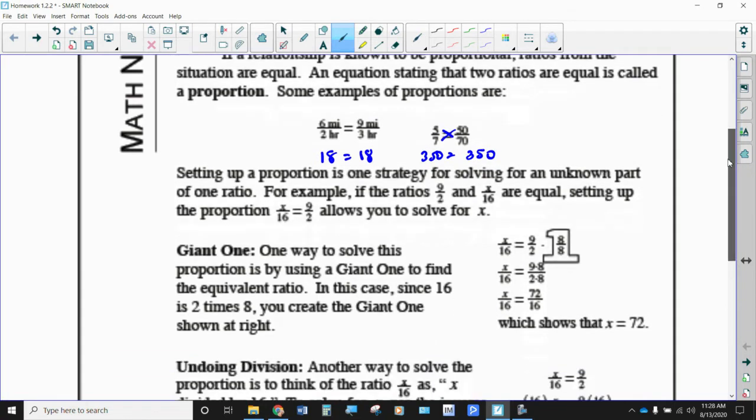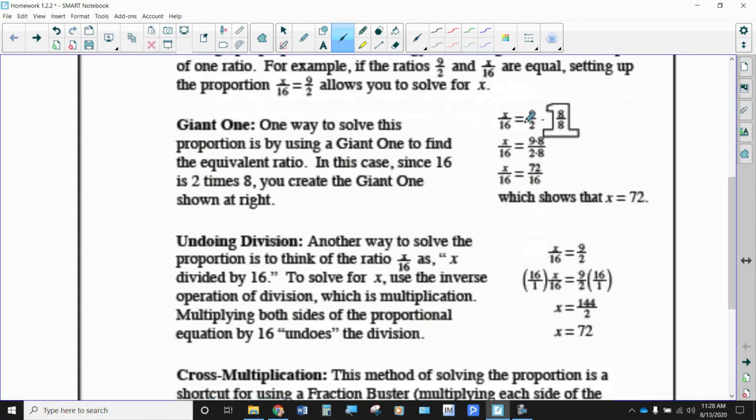You saw this last year, how sometimes the problem sets up nicely for a giant 1, where you look at the known quantities in the denominator, 2 and 16, and what do you multiply times 2 to give you 16 for an answer? That is 8. So we'll also multiply the 9 times 8, and we will get 72 over 16. Therefore, x has to be equal to 72 for this particular problem.